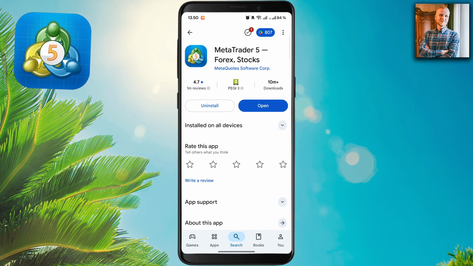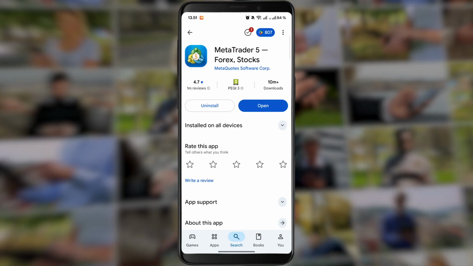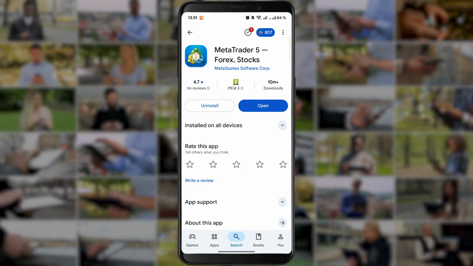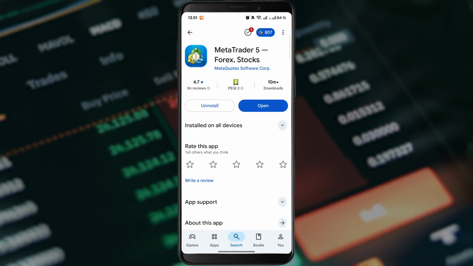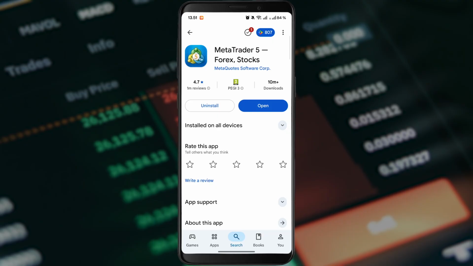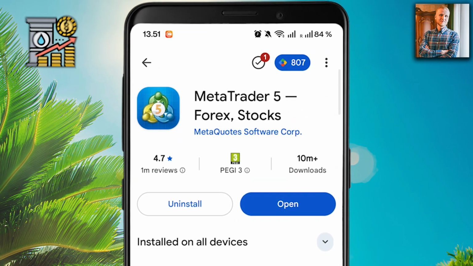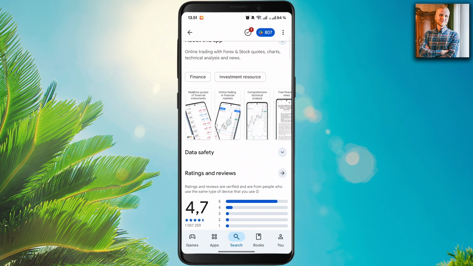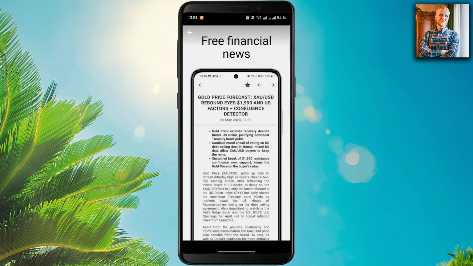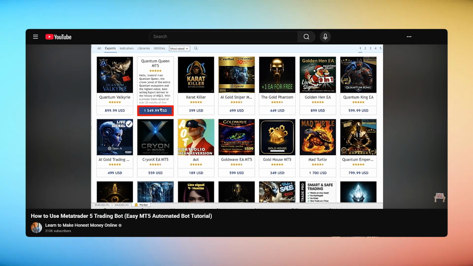What is then MetaTrader 5? It's one of the most popular trading platforms in the world as well because it has millions of users globally. It is used by hundreds of brokers and you can trade almost any types of assets depending on your broker. Even though here it says forex and stocks, you can also trade commodities, indices, crypto and other assets depending on your broker. You can see here that it has a lot of built-in charts and indicators and even trading bots, as I have shown you in my previous MT5 tutorials.